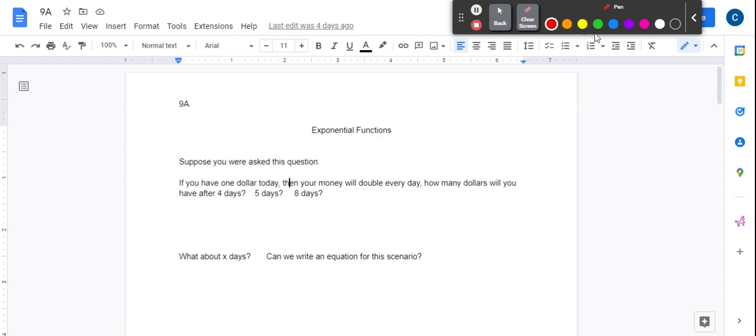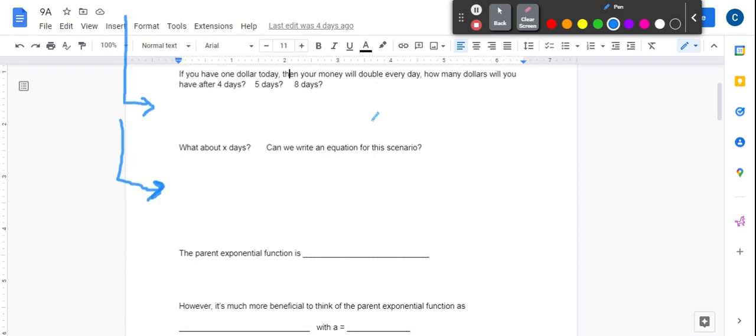So I want you guys to think about these scenarios here, okay? See if you can figure out a rule or a pattern for this, and then come up with a pattern for X days, and then maybe create an equation for this scenario. So take a few minutes and try to figure those out. You can pause the video if you need to, and once you figure it out, I'm going to go down and go over the nuts and bolts of the exponential functions thing right here.